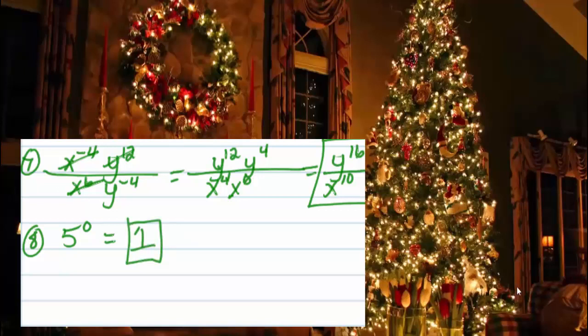Number 9, 5x to the 0th power. Now again, we see something being raised to the 0th power, but we need to be very careful to remember that 5 is being raised to the 1st power, x is being raised to the 0th power. So 5 to the 1st power will remain 5 to the 1st power. X to the 0th power will become 1, so we have 5 times 1, which now equals 5.